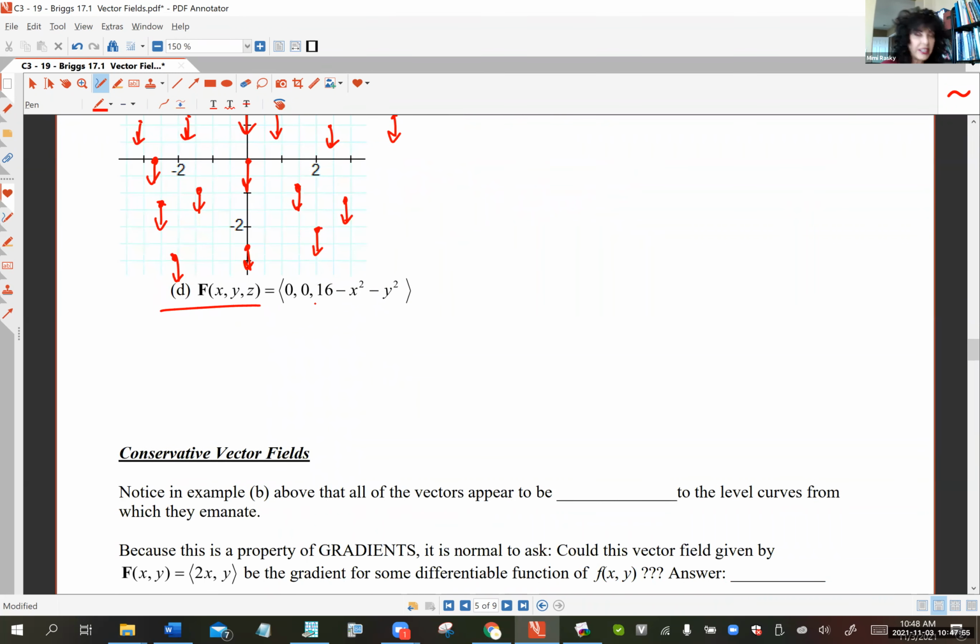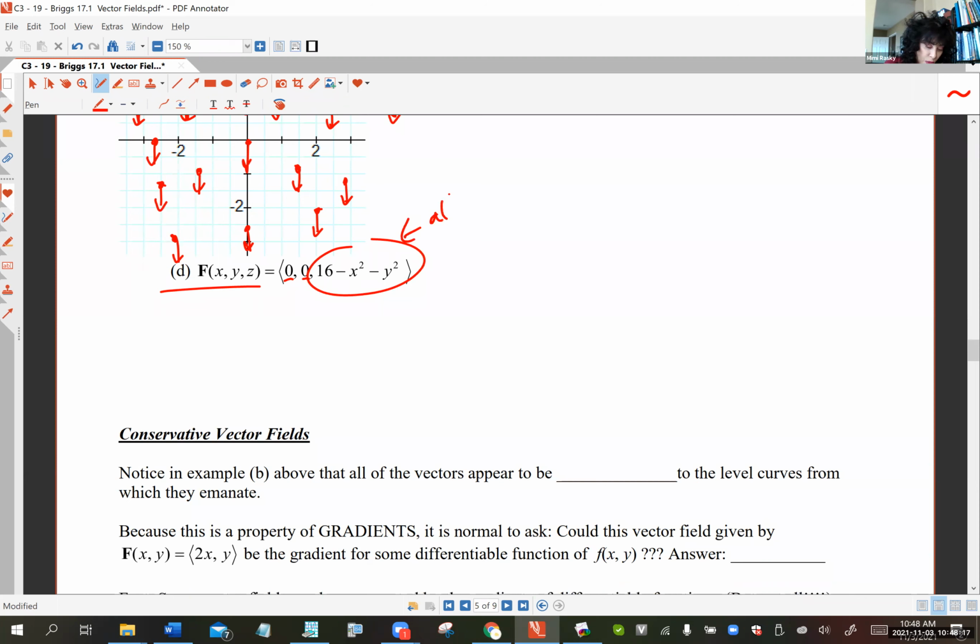Now, last, the 3D vector field, and these are hard, and I'm not going to go over how I would graph that. I'm not going to make you figure it out either. But I do want to say that this one's interesting. It's not as hard as some would be, because the first two components are zeros. So only the z component does something. And so all the vectors point in the z direction.